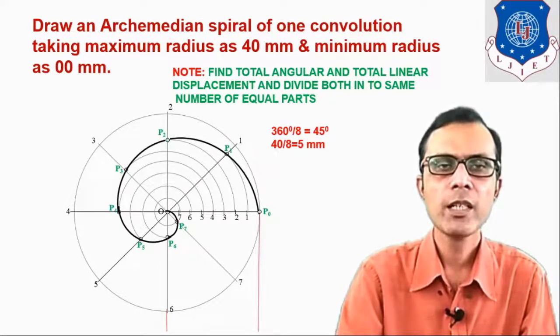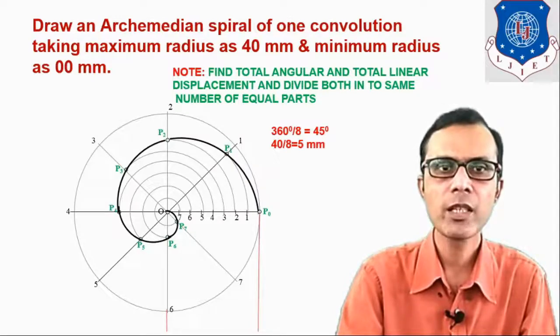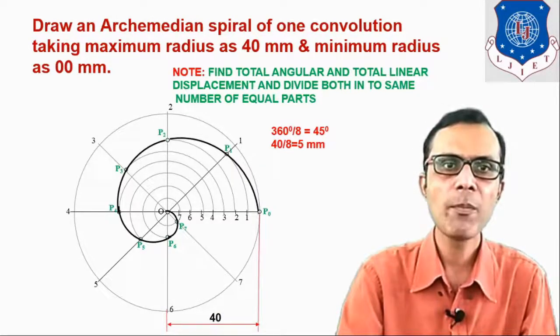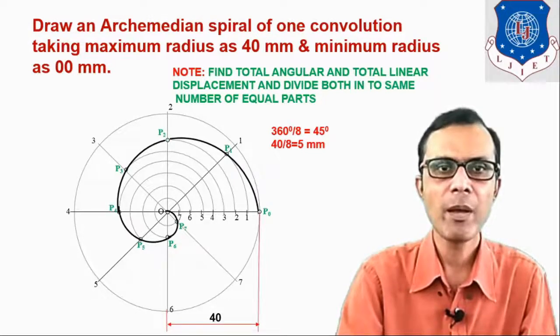Now finally, write down the dimensions. So here the maximum radius is 40 mm. So give the dimension 40 mm. OP0 equals 40 mm.